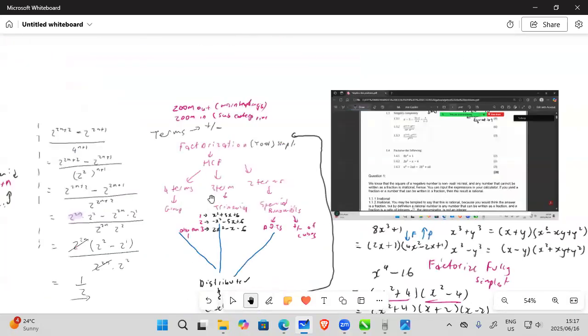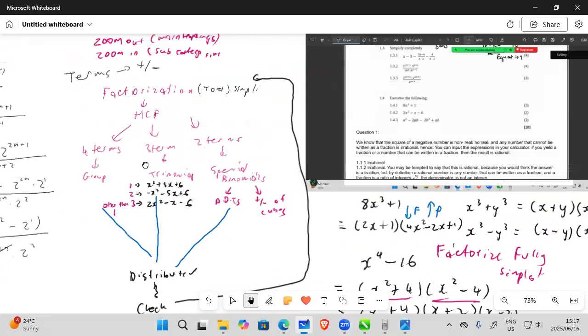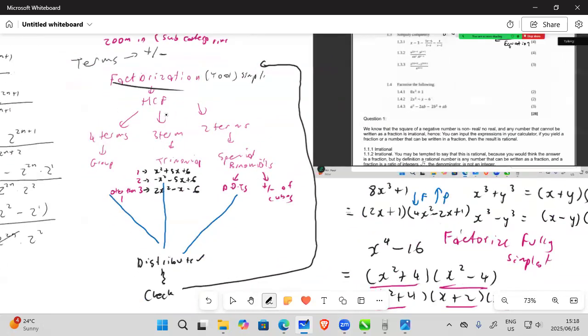Where's the thing? Here it is. From factorization, first take out an HCF. The number of terms will dictate the approach that we use. I figured out that there are 4 terms, so I'm going to use factoring by grouping. When I did that and came back here, I have 2, so we're done now.